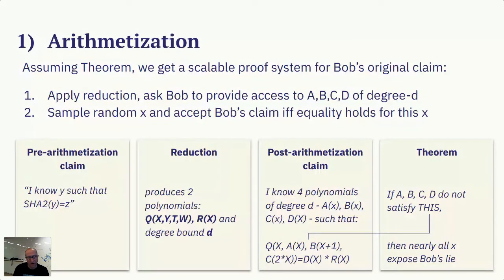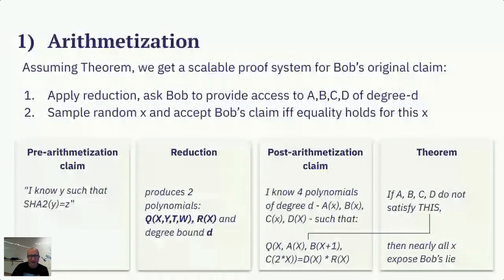The only party that needs to do the reduction, well, Alice, who's the verifier, needs to have somehow the polynomials Q and R. And then Bob needs to get the polynomials A, B, C, and D. All that Alice needs to do is sample a random X and ask Bob what is the value of A, B, C, and D on X. And then she gets those values and plugs them into the statement.